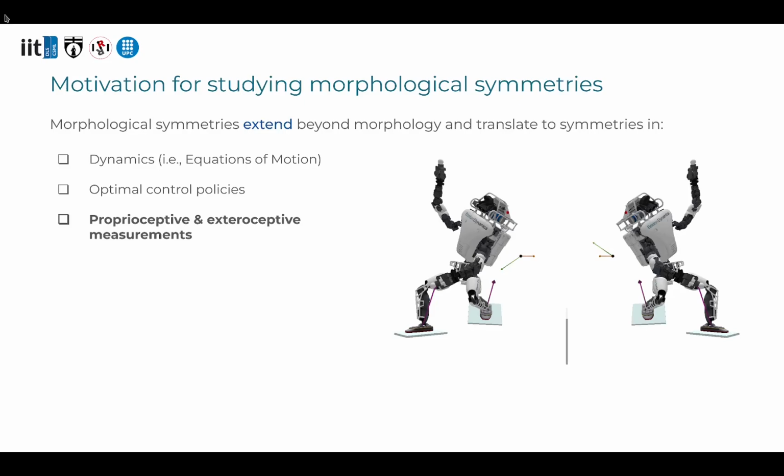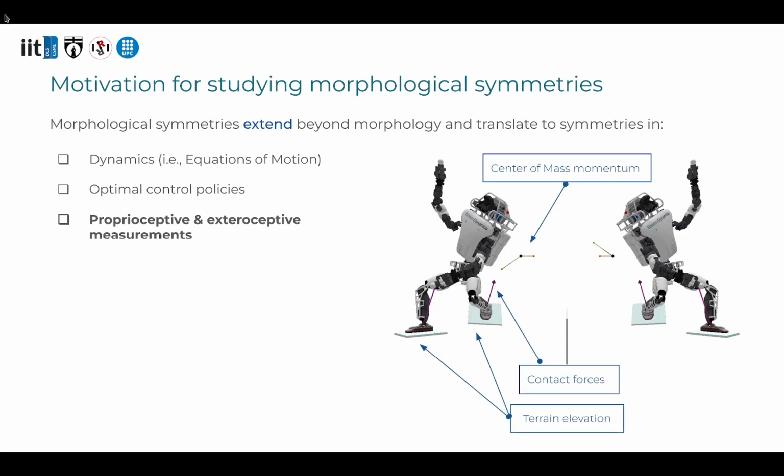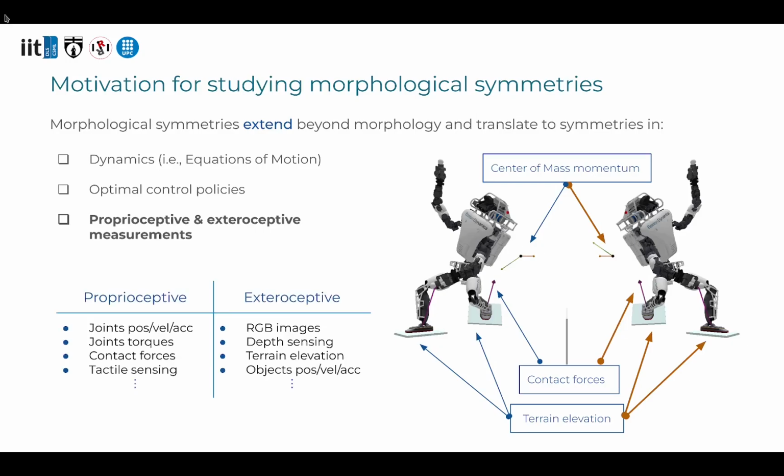Last, due to the equivariance of the dynamics, morphological symmetries extend to all proprioceptive and exteroceptive measurements. This implies that for any data measurement that we obtain from our robot or from the environment, there exists a set of symmetric measurements we can infer with no additional cost. This property applies to all relevant measurements in the fields of robotics, computer graphics, and computational biology.